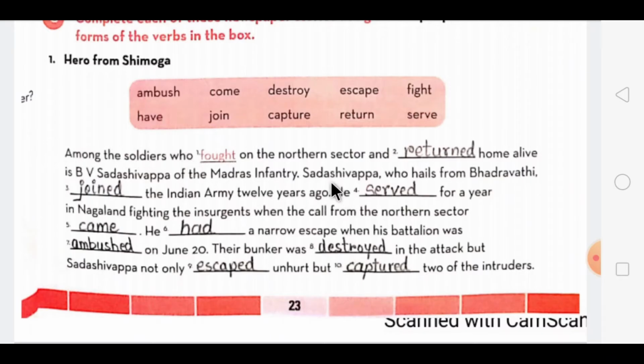Among the soldiers who fought on the northern sector and returned home alive is B.V. Sadashivappa of the Madras Infantry. Sadashivappa, who hails from Bhadravati, joined the Indian Army 12 years ago. He served for a year in Nagaland fighting the insurgents when the call from the southern sector came. Dear students, here the V1 form is given, so you have to use the V2 form according to the sentences. He had a narrow escape when his battalion was ambushed on June 20. Their bunkers were destroyed in the attack, but Sadashivappa not only escaped unhurt but captured two of the intruders.